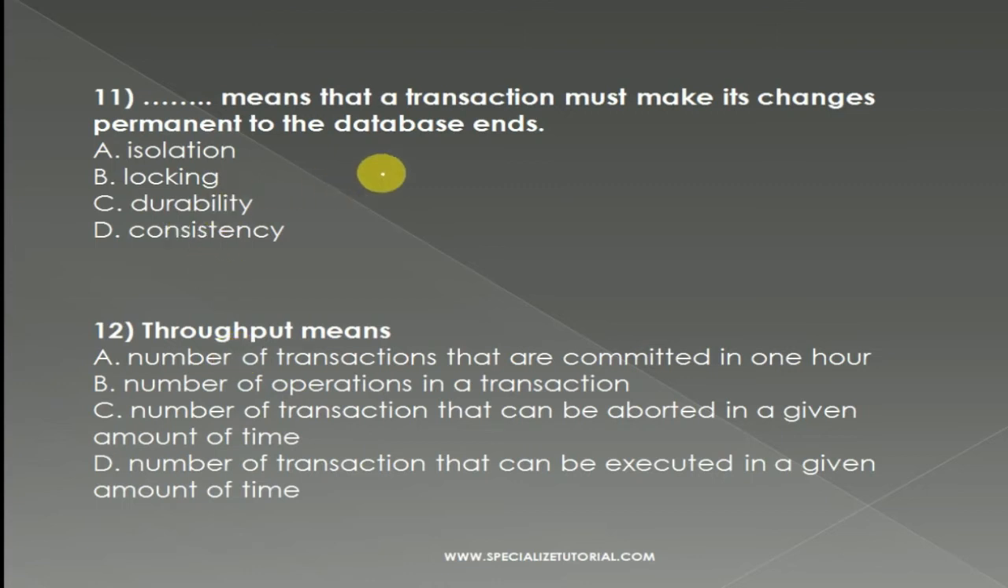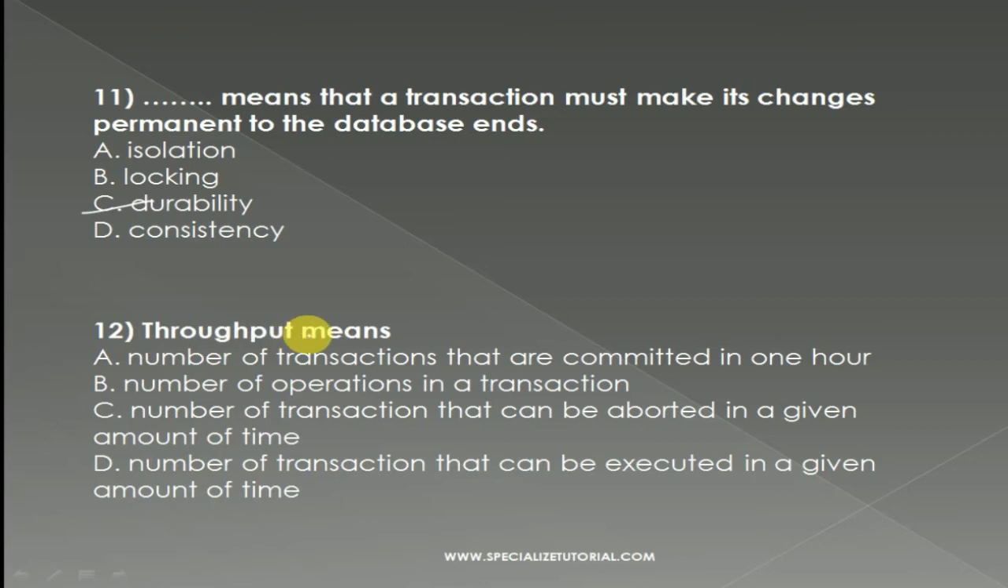So that means that the transactions must make the change permanent to the database end. Okay. So options are A, isolation, B, locking, C, durability, and D, consistency. So durability, C, is the right answer. Durability means that the transaction must make a change permanently to the database. Now take question number 12.